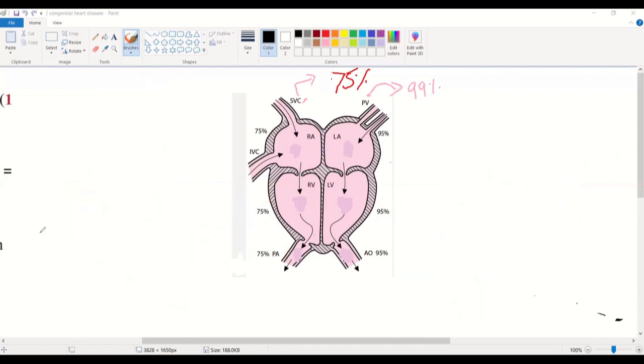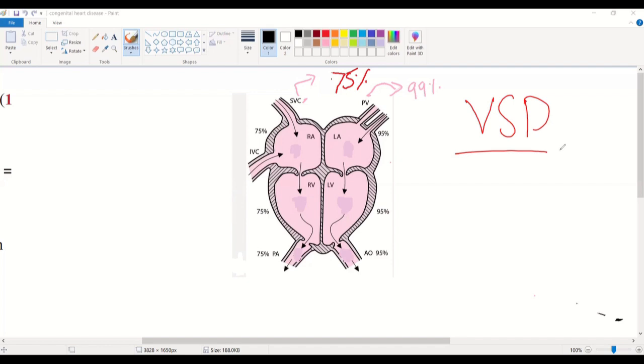Okay. Now, just a quick question. The right atrium oxygenated blood would have only increased if it was an atrial septal defect, right? Yes, we will discuss the atrial septal defect as well. Yes, you are right.